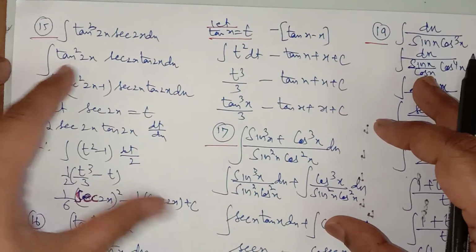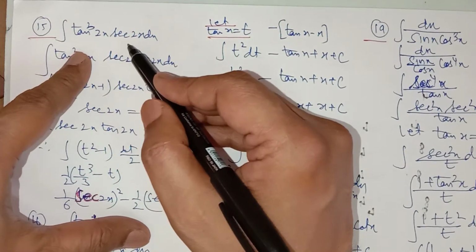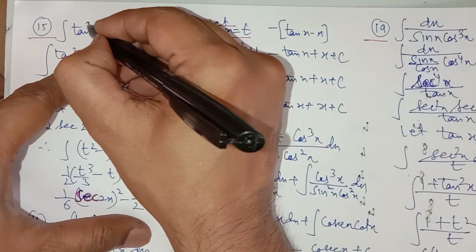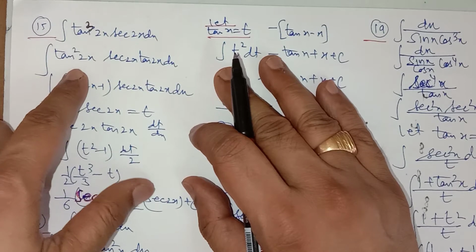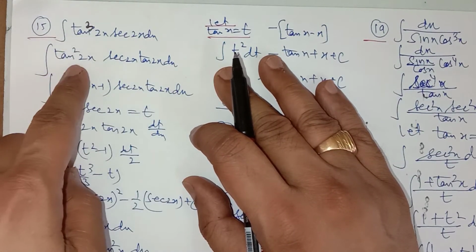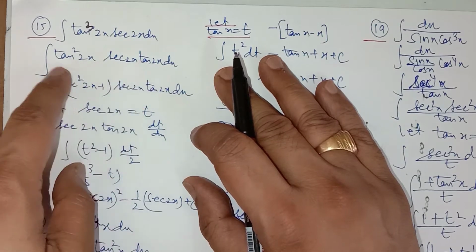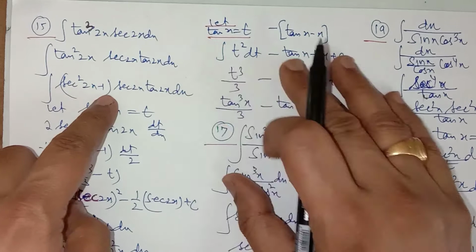Now in question number 15. It is a good question. It is tan cube 2x into sec 2x. In place of tan cube, you write tan square 2x into tan 2x. See it very carefully. For tan cube, you write tan 2x into tan 2x. For tan square, you write sec square x minus 1, that is sec square 2x minus 1.